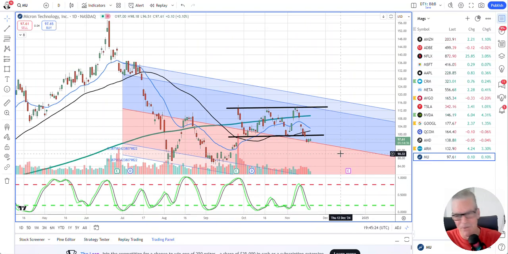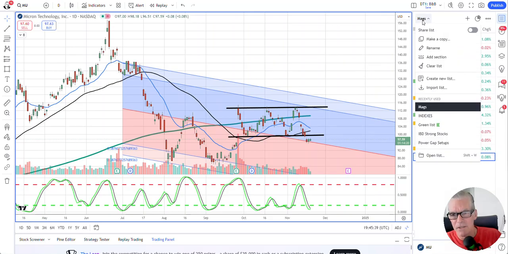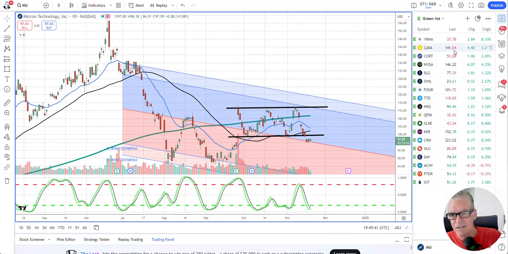Same thing for MU. We were in this one as well, looking at it as a recovery play. Got up here, looked really good, couldn't break out, broke support, and now we're below support. So, no-go zone.